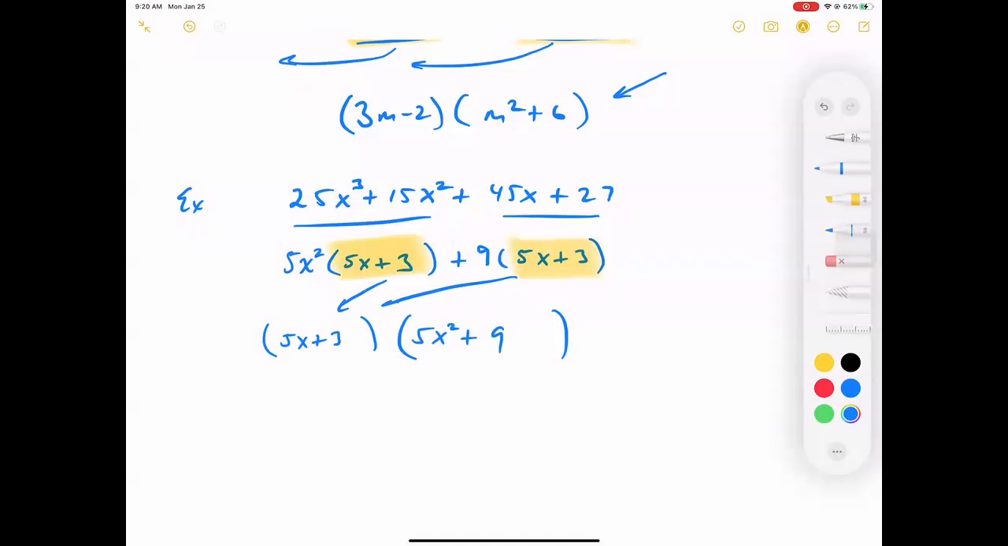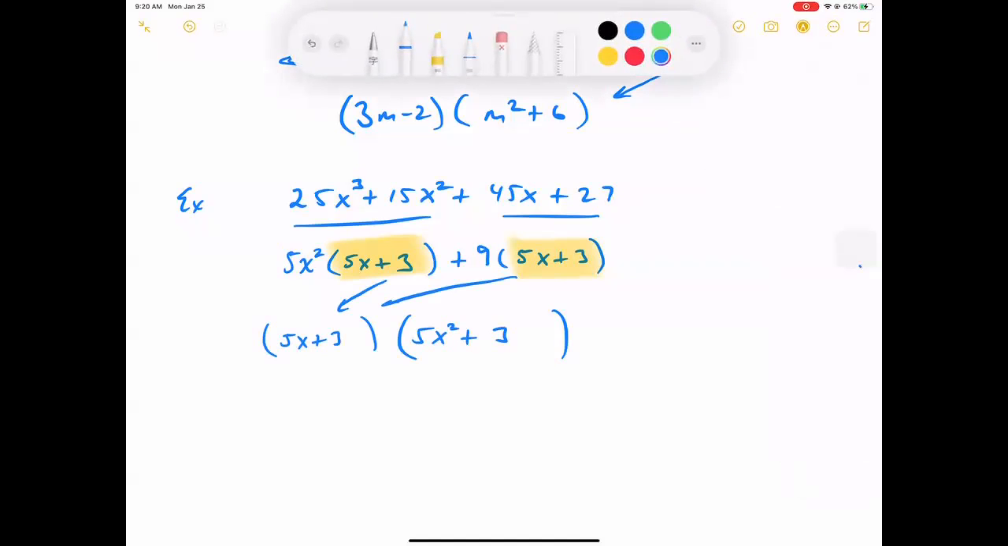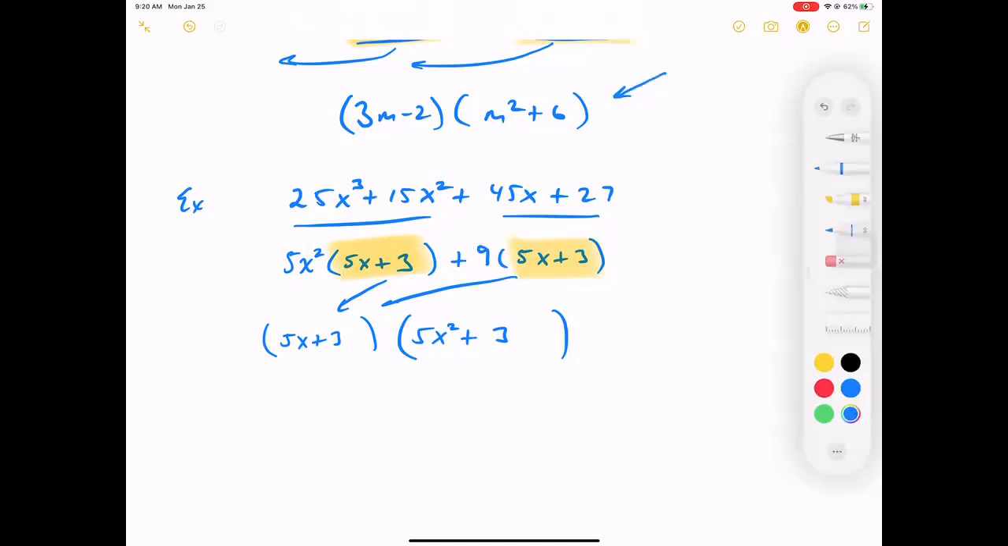Oh, whoops, not plus 9. I'm sorry, the plus 3. I don't know what I wrote, 9. Oh, sorry, it was right. I was looking at the wrong thing. Gosh, it was right, it was 9, because I copied this 9 down. I was looking at the 3.